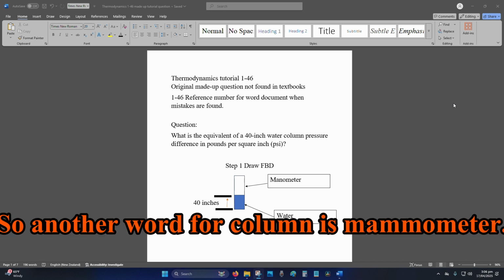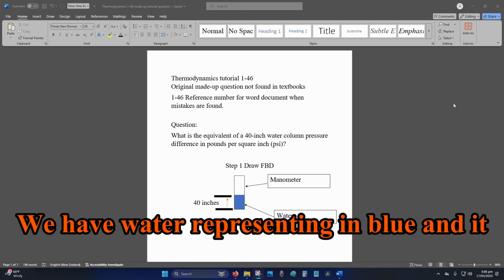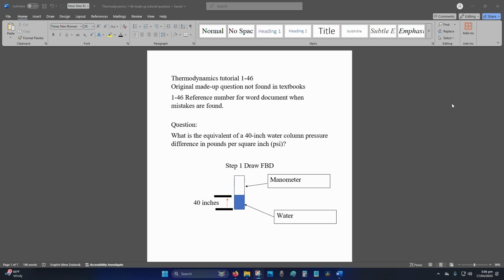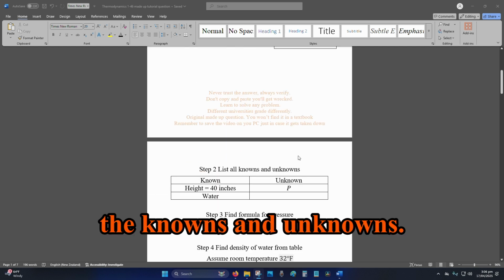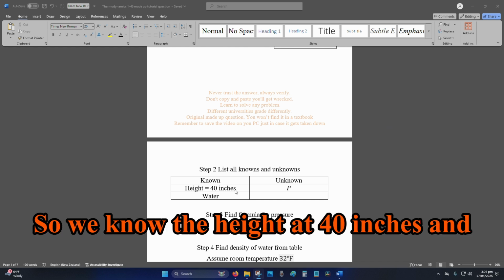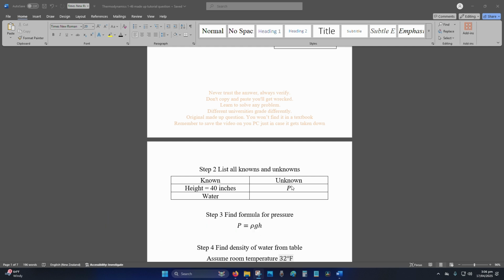So another word for column is manometer. We have water representing in blue, and it has a height of 40 inches. Step 2, list all the knowns and unknowns. So we know the height at 40 inches, and water is the substance or liquid. We're trying to find the pressure.